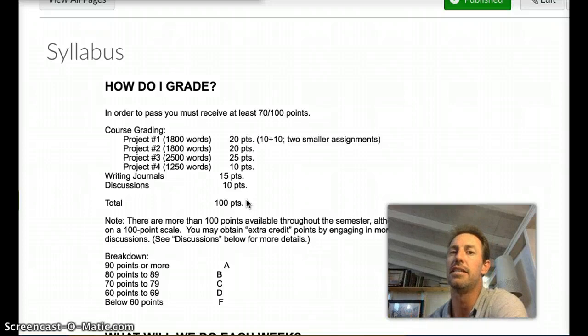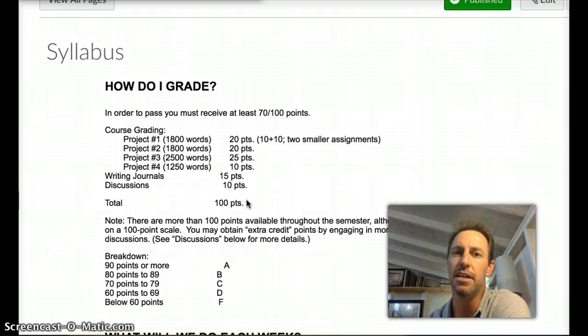The good news is this: I do embed extra credit opportunities in there. And so, for example, it's possible to get more than 10 points on the discussion boards, even though the discussion boards themselves are only worth 10 points. I hope that that makes sense. So don't let that scare you a little bit.